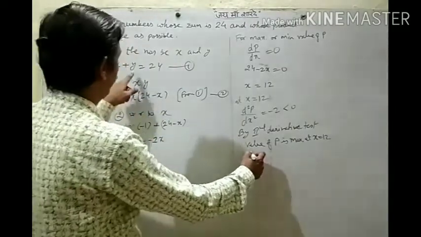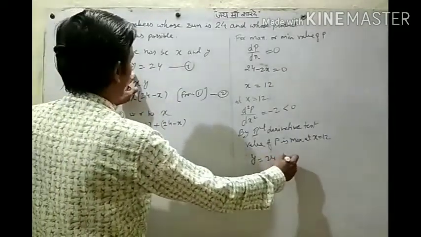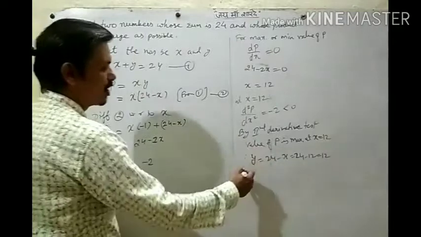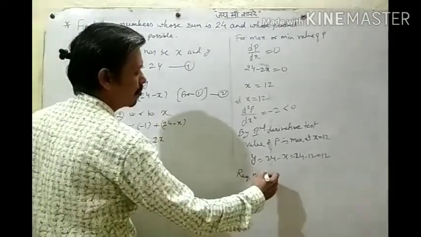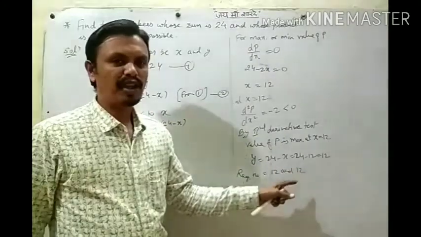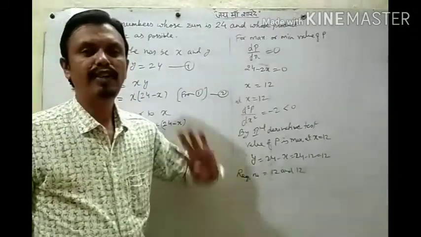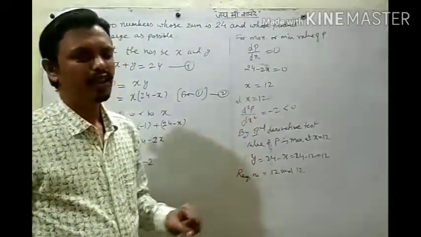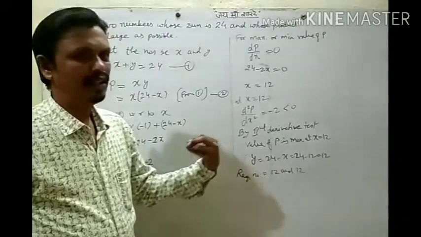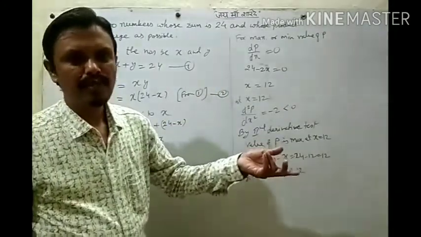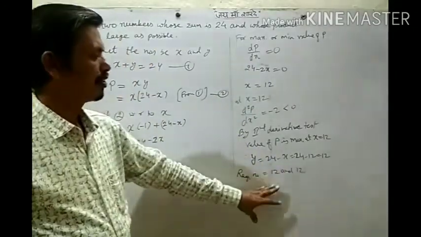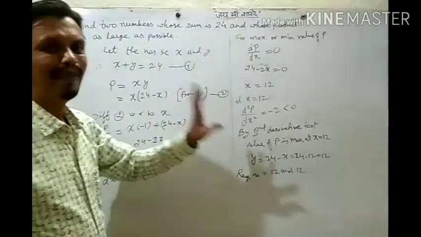From first equation y will be 24 minus x, means 12 only. So x is 12, y is 12. So required numbers are 12 and 12. Okay. If we add them, sum is 24, then their product will be 144. So 144 is the maximum value. When 20 plus 4 is 24, but 20 into 4 is 80 only. Okay. 11 into 13 is 143. Their sum is 24. 143 is again less than 144. So these are the required numbers whose sum will be 24 and product will be maximum.